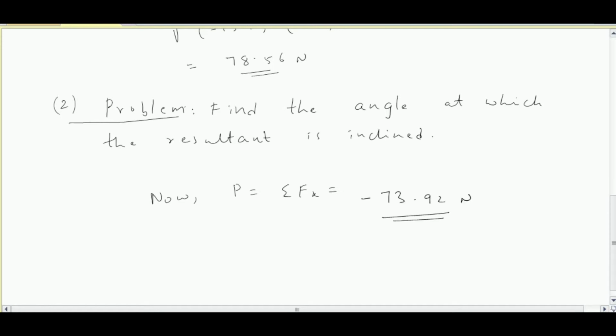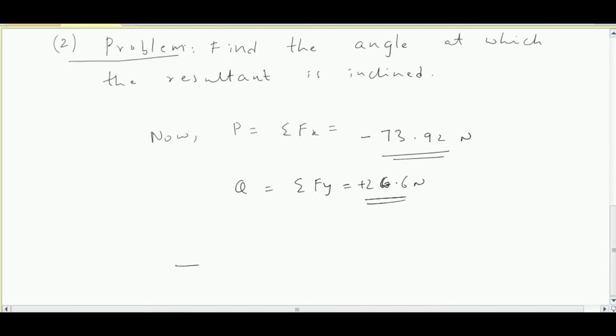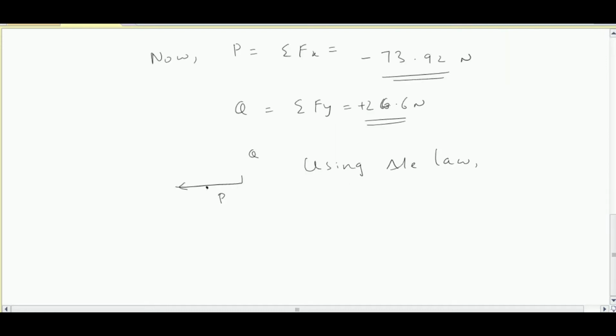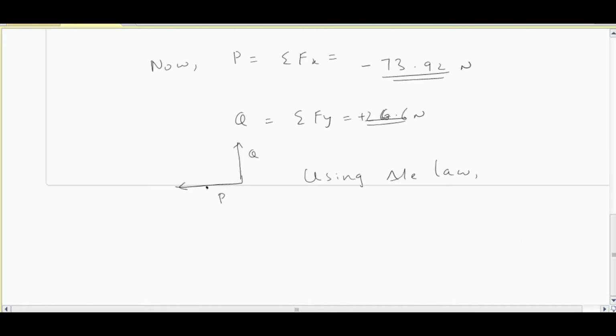So now P is acting in the negative x-axis direction and Q is acting in the positive y-axis direction. How do we find the resultant's angle? By using the triangle law. Let me draw the figure. P is in the negative x-axis direction, Q is in the positive y-axis direction. They should be aligned in the same order, not as in the above diagram. That's why I drew the diagram again. So now they are in the same order.